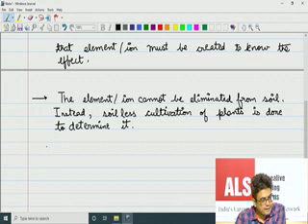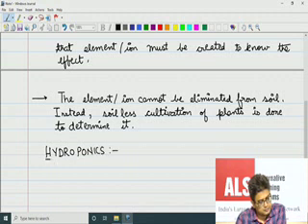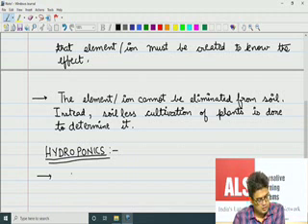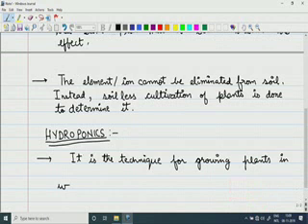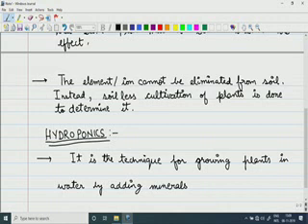Hydroponics, please put the subheading hydroponics. It is the technique for growing plants in water by adding minerals and nutrients to it.